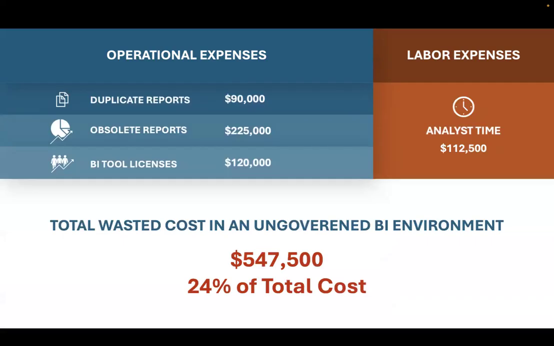I mean, if you look at it, even with these sort of conservative assumptions, you're looking at potentially wasted costs in an ungoverned BI environment of over $500,000 a year, which in this case represents about a quarter of the total cost structure for the BI team. So certainly not insignificant, and certainly a lot more than a few coins in between the sofa cushions, right? It's something that really should motivate most organizations to take a hard look at how they do their BI governance and how to be much more effective in this area.